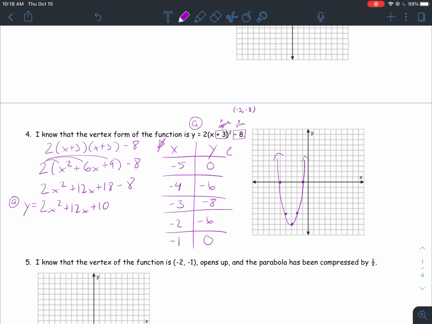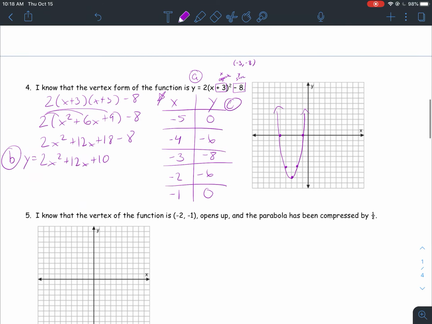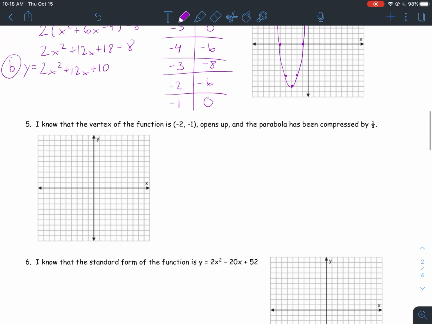And then this would be your answer to C, right? Oh, actually, this should be B, because that's our standard form. All right. Making progress, guys. So now we've got number 5.